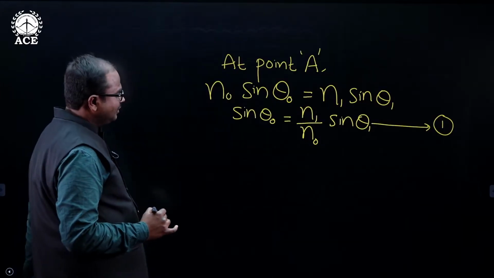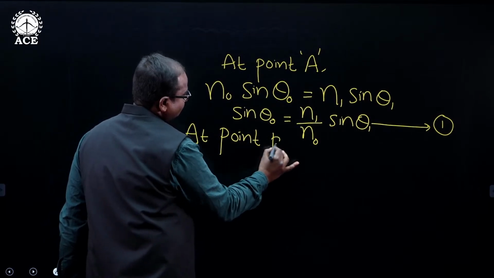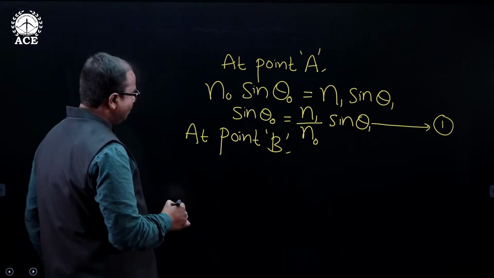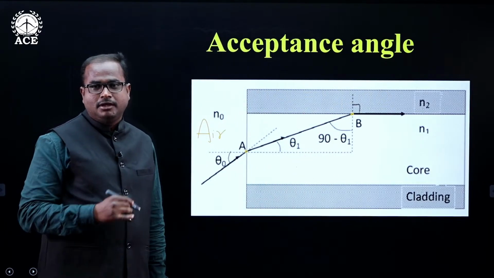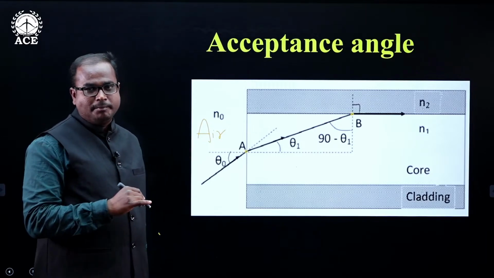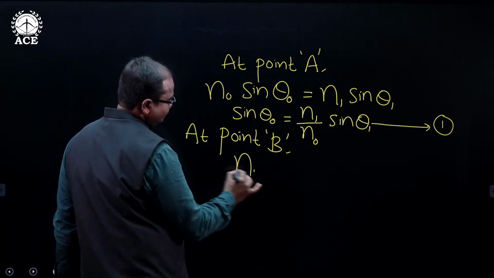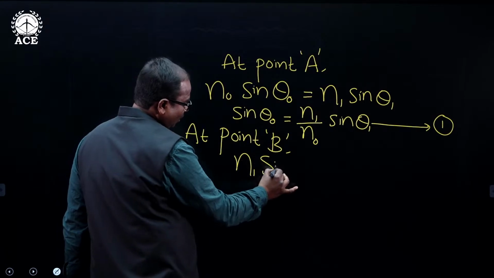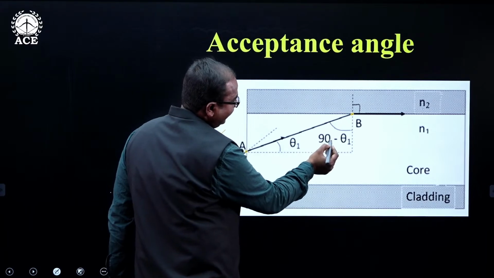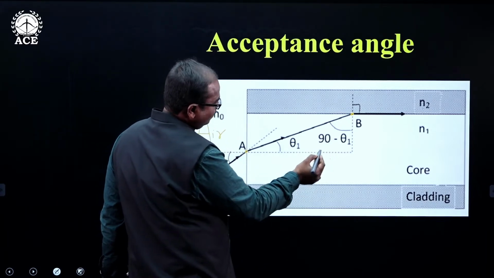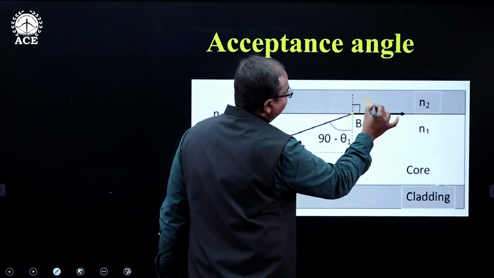At point B, the light ray is trying to go from which medium to which medium? Core medium to cladding medium. So, what is the refractive index of core medium? N1 into sine of the angle made in the core medium. What is the angle made in the core medium? 90 minus theta 1.